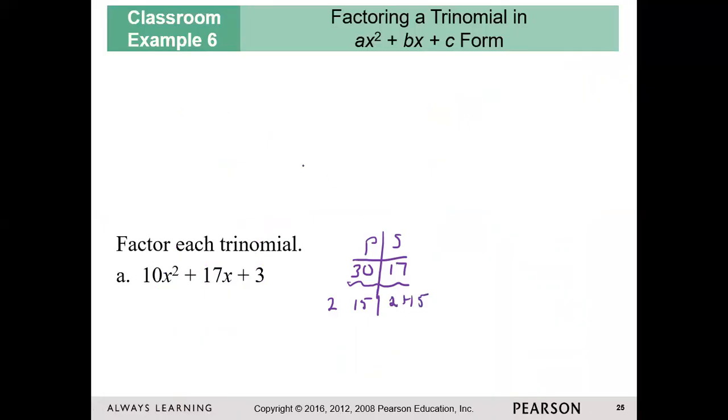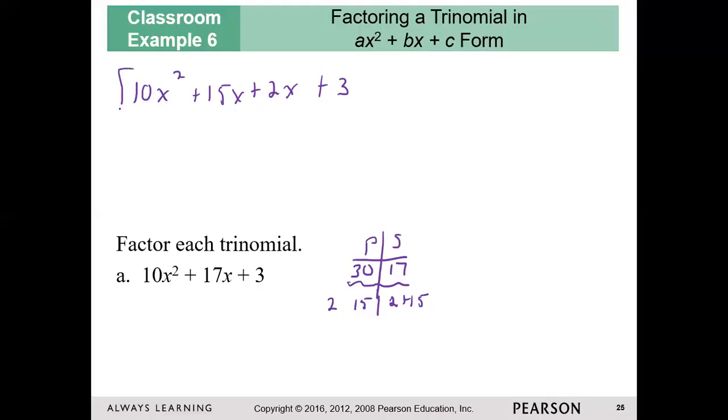So if you're using the factoring by grouping method, you just rewrite your middle term. Instead of 17x, you write it as 15x plus 2x plus 3. Again, it doesn't matter if you write the 2x first, that's not going to change anything. So we just rewrote our middle term, that 17x, so that it's using the two factors that we found. And now we factor by grouping.